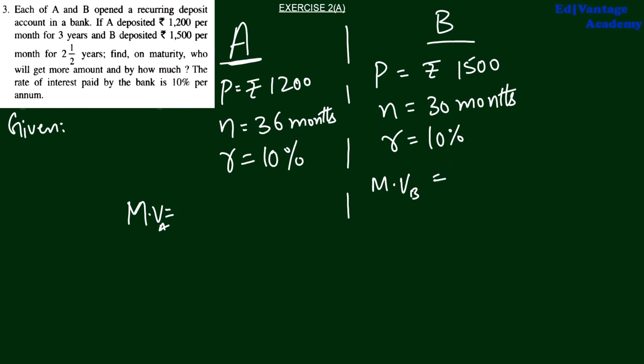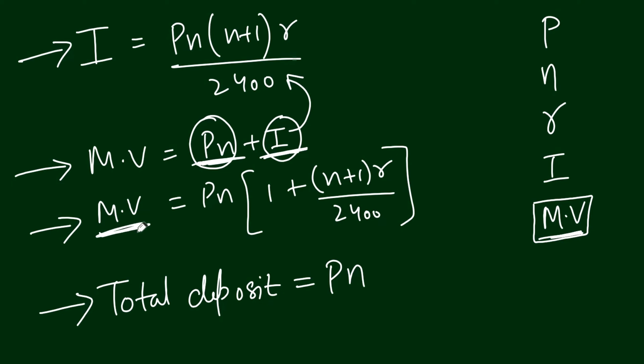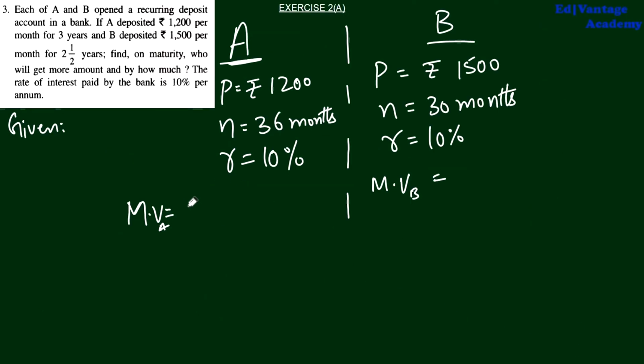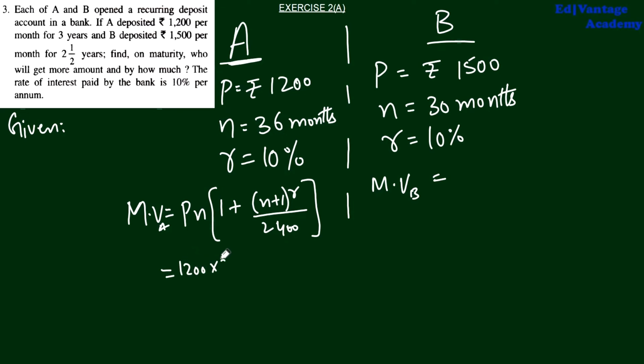Again, looking into the formula, you have P and R, and you need to find maturity value. I repeat, you can either find I first, then find Pn and add Pn and I to get the maturity value, or you can directly use the MV formula. So it says P into N, 1 plus N plus 1 into R by 2400. Substituting the values, it comes 1200 multiplied by 36, 1 plus 36 plus 1 is 37, into R, which is 10% by 2400.